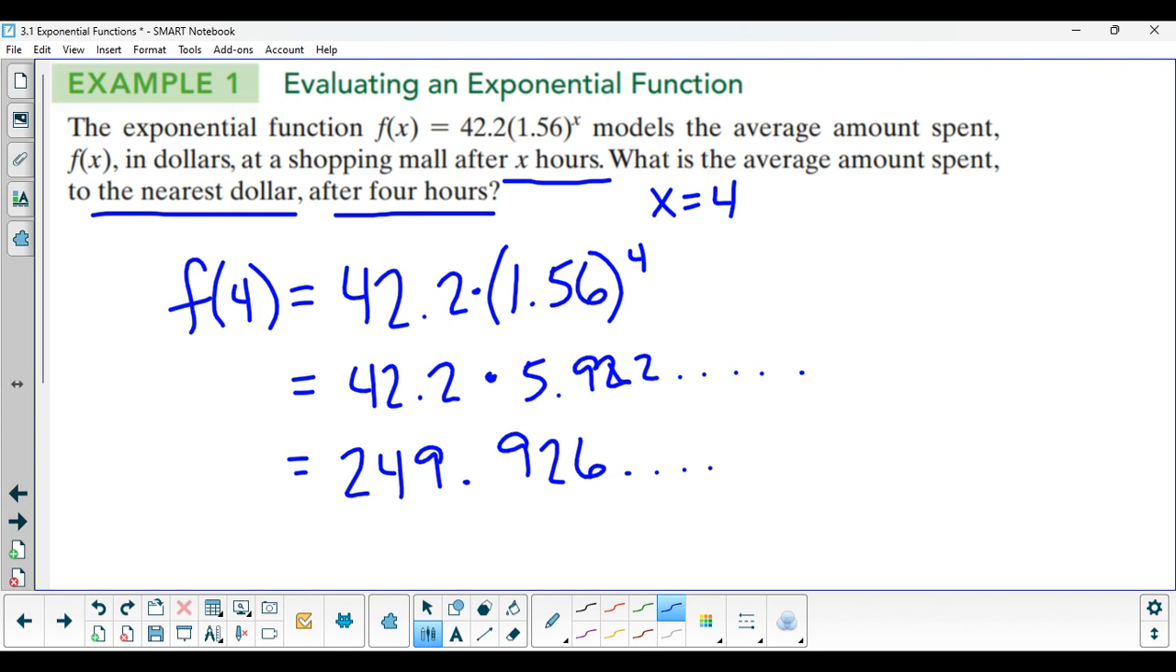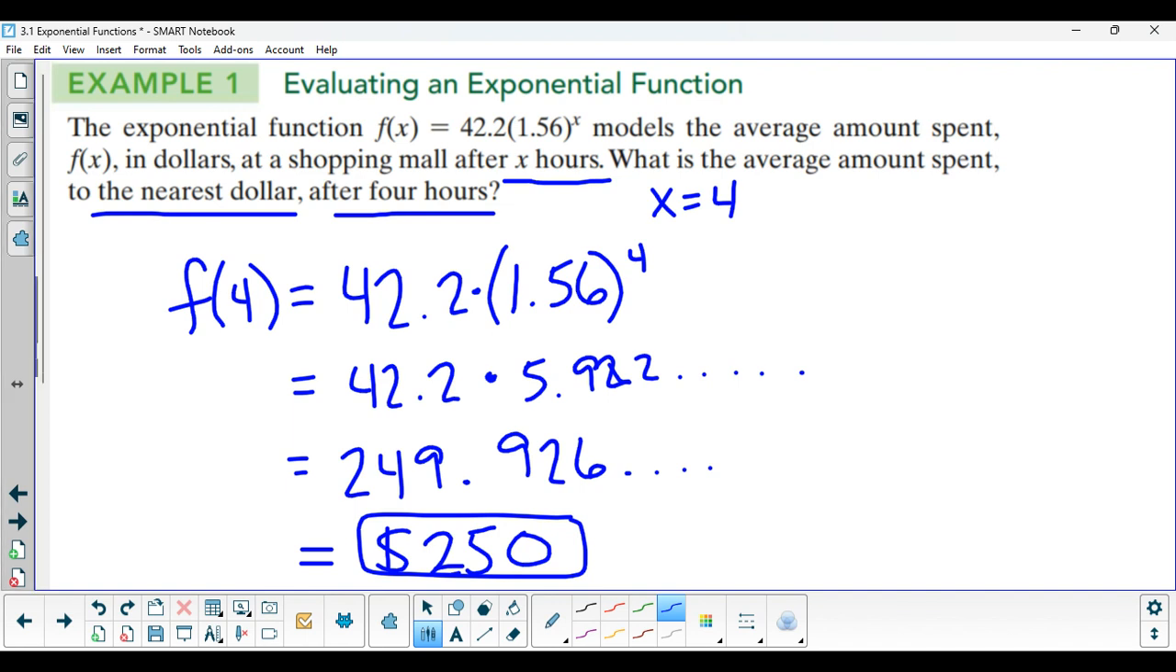Now, going back to the question itself, it does say what is the average amount to the nearest dollar. So we're rounding it to the nearest whole number. The nearest whole number, of course, would just be 250. And that looks terrible. Whatever.